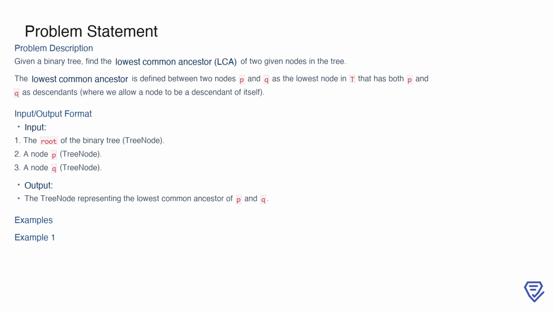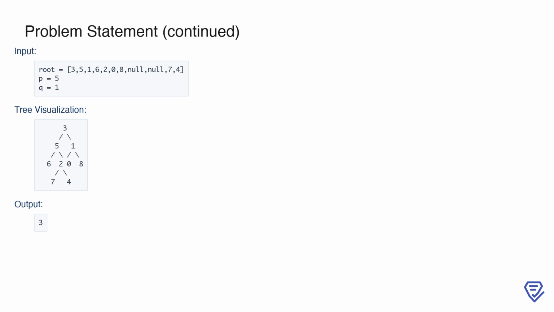The input to the problem consists of the root of the binary tree, and the two nodes P and Q for which we need to find the LCA. The output will be a single tree node that represents this lowest common ancestor. To better understand the problem, let's look at an example.